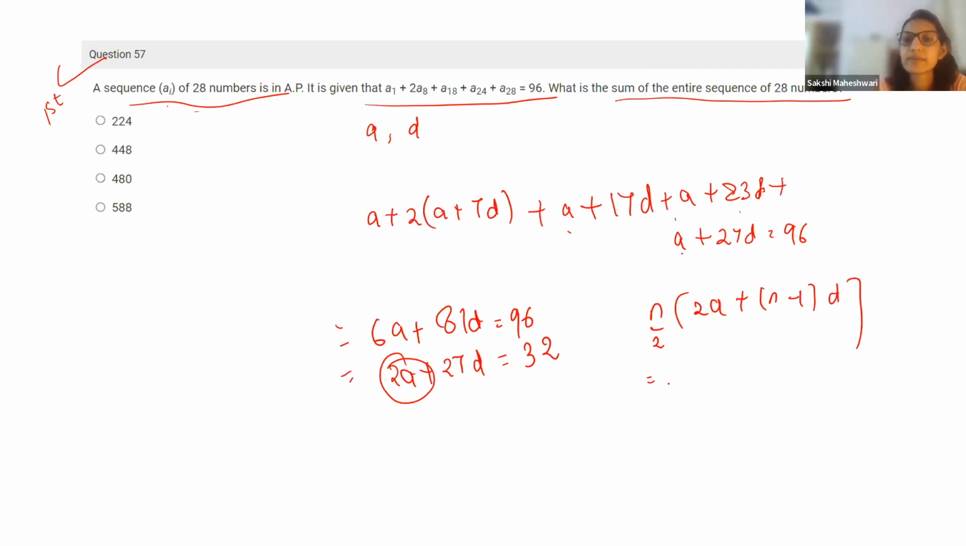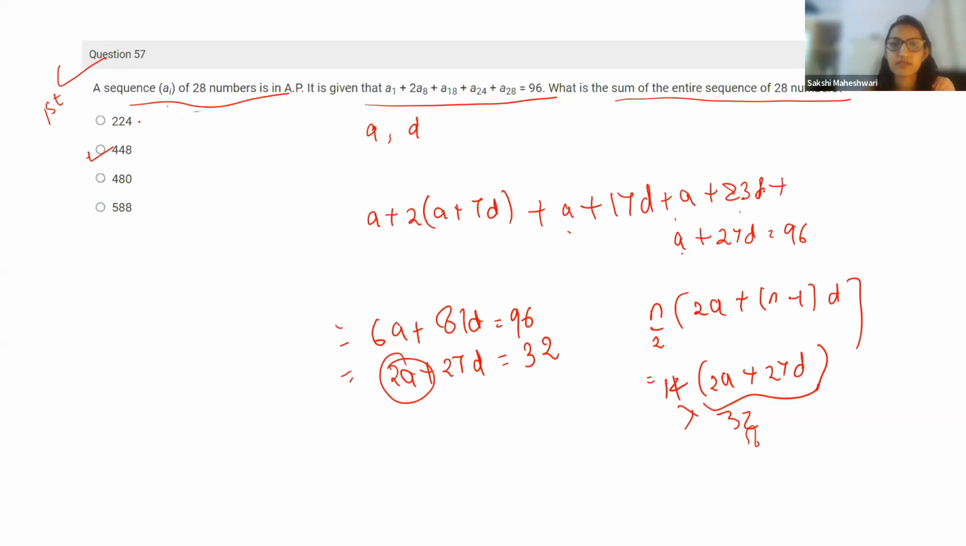Easy. This is n by 2, which is 14, into (2a plus this is 28 minus 1, 27d). You already have this value as 32. Just put it and multiply. Easy. I think 14 into 32, this will be 448. Okay. Yes. Correct. Easy. This should have been your first round question, right? Okay. Let's move on then.